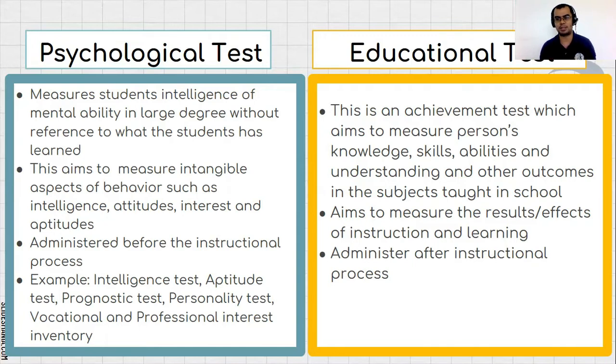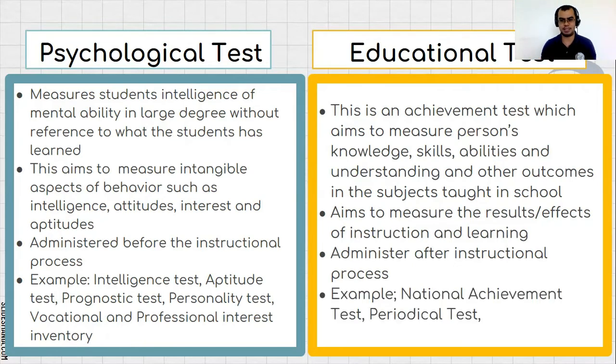And we are going to certify what you have learned and what are the things that you still need to improve. And examples for these types of tests in educational tests are the National Achievement Test, periodical test, the midterm exams, and the final exams. So in educational tests, these are related to what you have learned in school. Psychological test is not related to what you have learned in school.